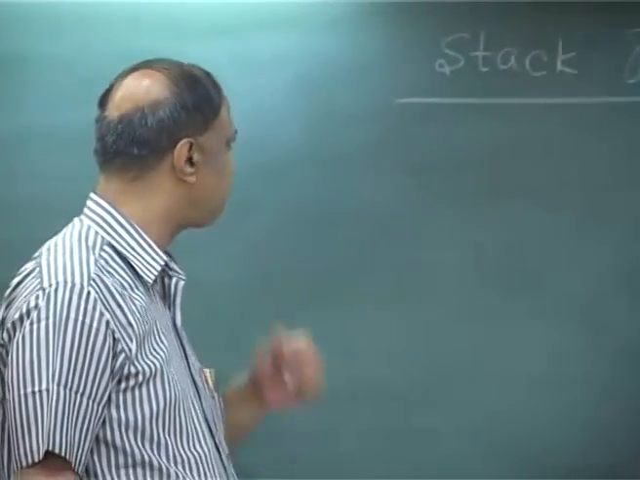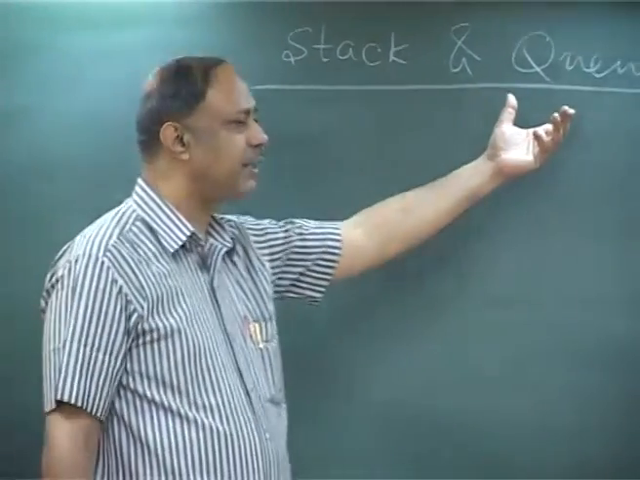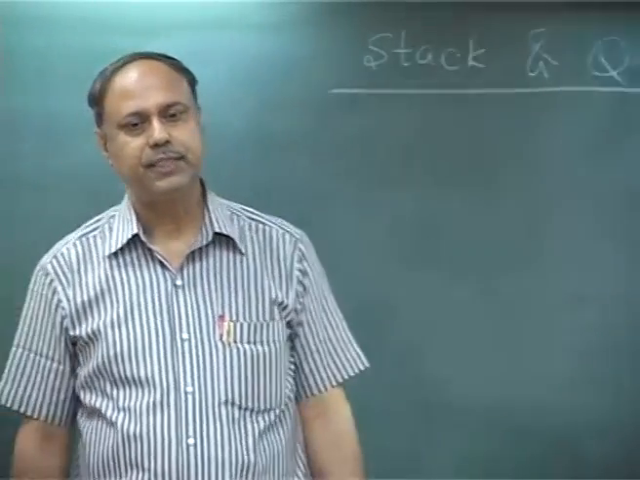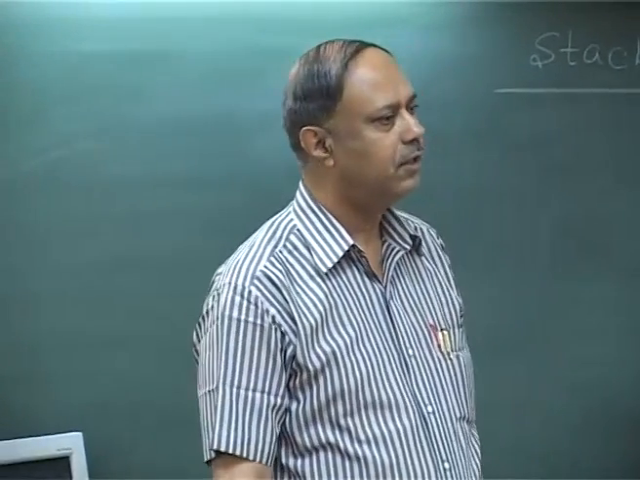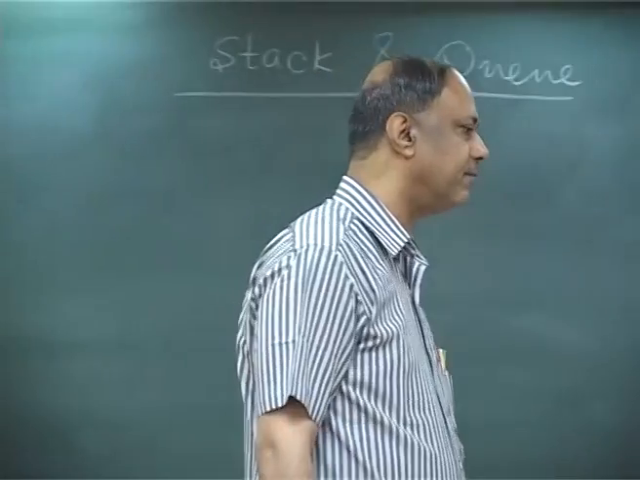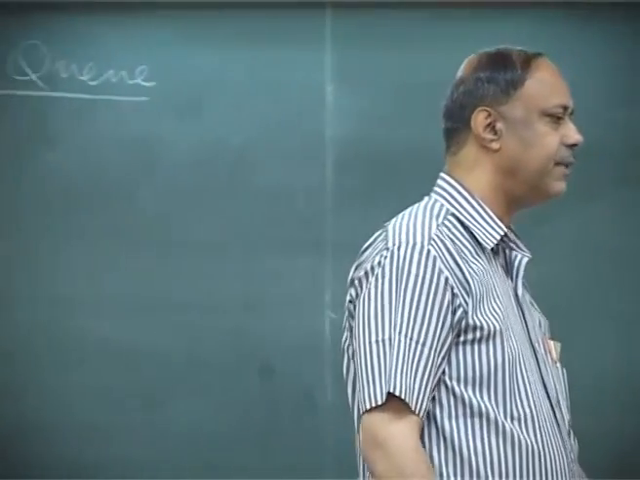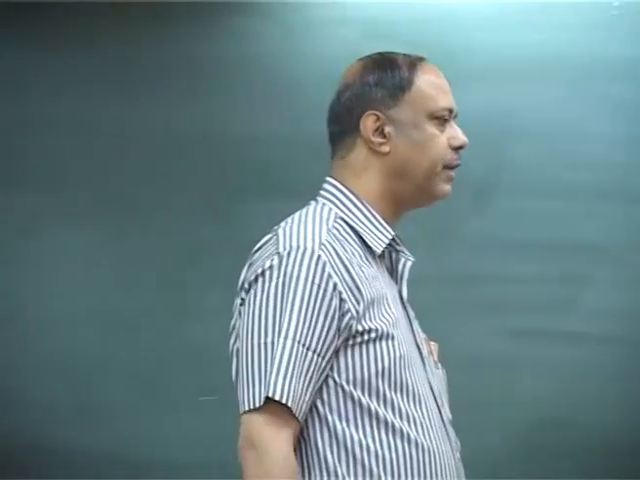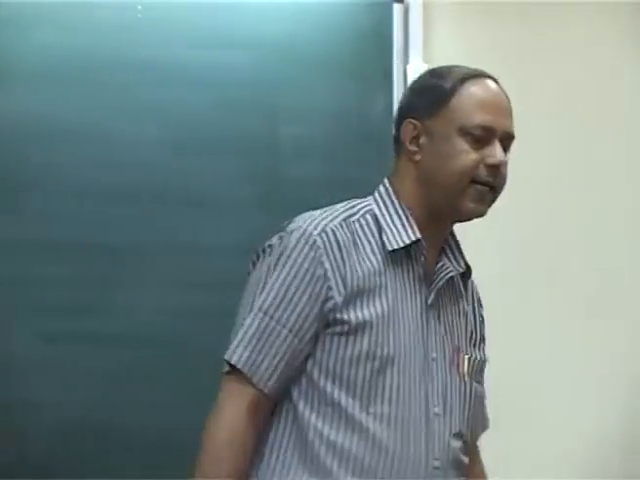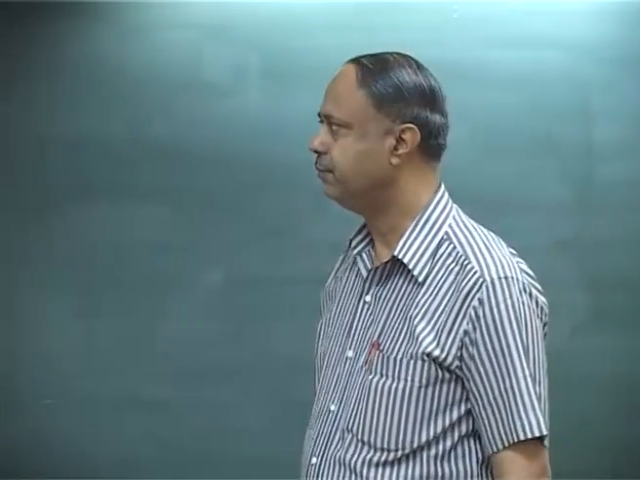But the example of the queue is very simple. You stand in the movie hall to get the tickets, the front person gets the ticket, he leaves, and then the person who joins to get the ticket stands at the end of the queue.